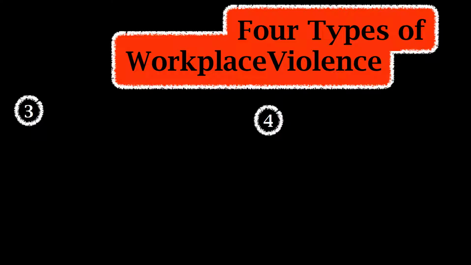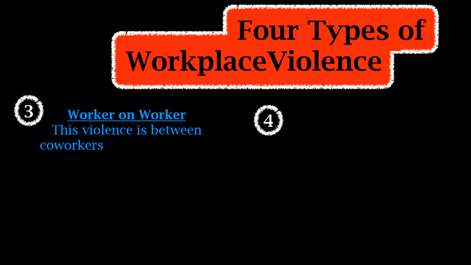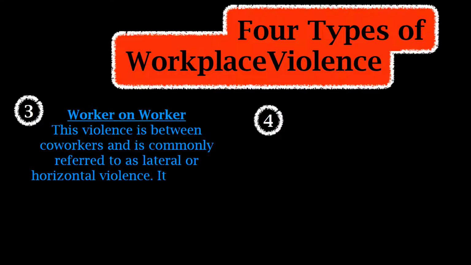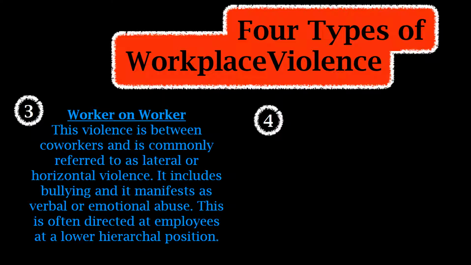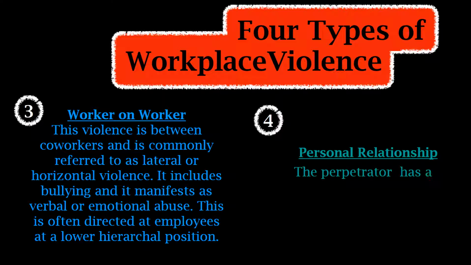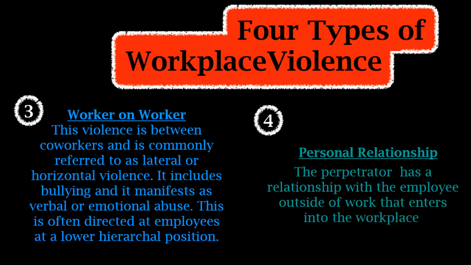The third type of workplace violence is worker-on-worker. This violence is between coworkers and is commonly referred to as lateral or horizontal violence. It includes bullying, and it manifests as verbal or emotional abuse. This is often directed at employees at a lower hierarchical level. The last type of violence is with a personal relationship. In this type of workplace violence, the perpetrator has a relationship with the employee outside of work, which ultimately enters into the workplace.